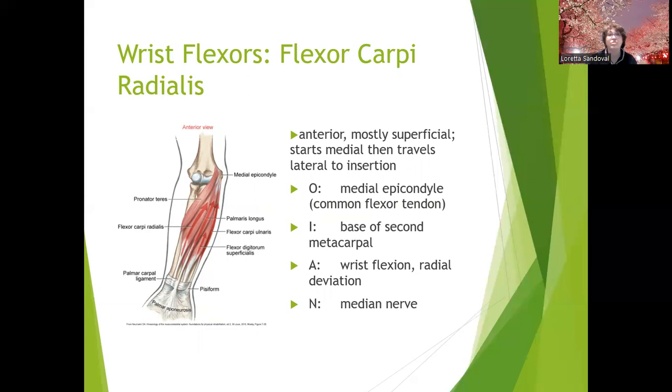So the flexor carpi radialis is anterior, mostly superficial, starts medial and travels lateral to the insertion. It's common flexor tendon on the medial epicondyle of the humerus, goes to the base of the second metacarpal. It starts to sound repetitive because a lot of them are the same. Its name tells you what it does: wrist flexion and radial deviation, and it gets the median nerve, as they all do.